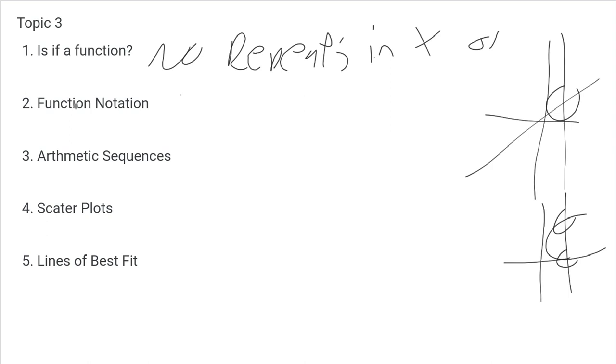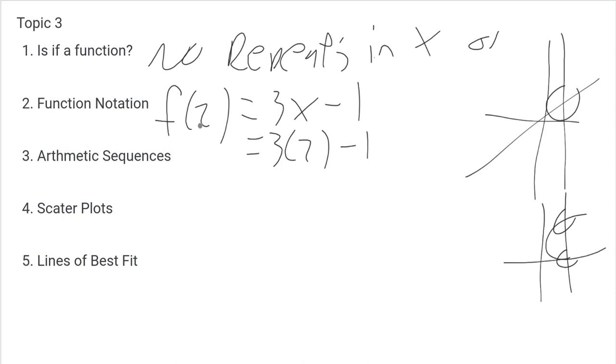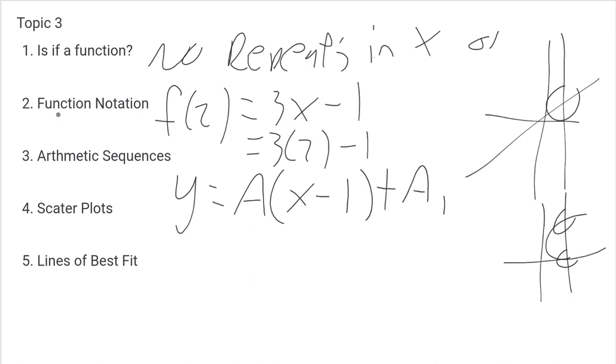Function notation is where they gave us the x in a secret way, and we just had to plug in x and then solve. Our arithmetic sequence was when we knew the pattern, and then minus our first term plus whatever the first term was. So for example, if we had 2, 5, 8, the pattern is plus 3, and the first term was 2.